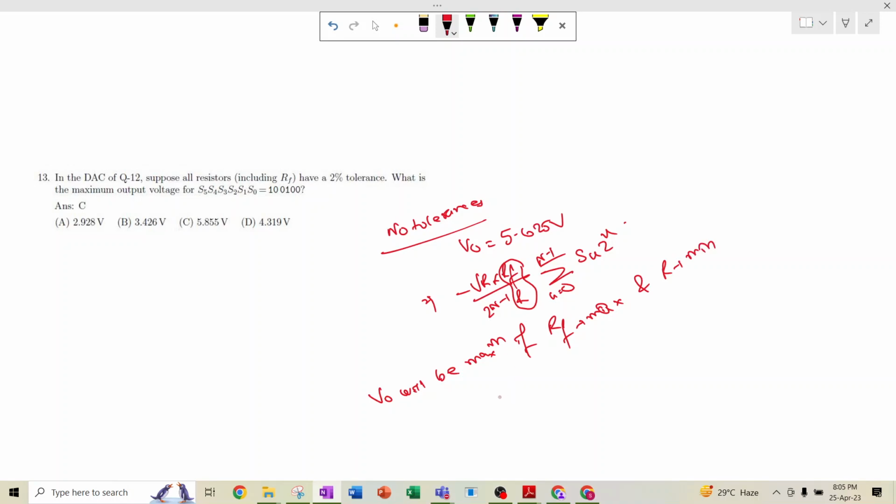So this VO maximum will be equal to 5.625, and now RF has tolerance, so it will be the greater value 1.02, and R will be minimum, that means it will be 0.98. Then what is the answer? The answer will be 5.625 multiplied by 1.02 divided by 0.98. The answer is 5.855 volt. The correct answer will be option C.